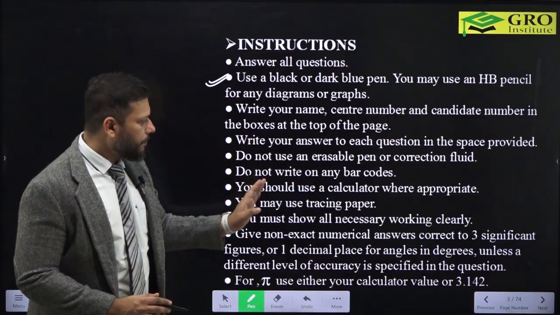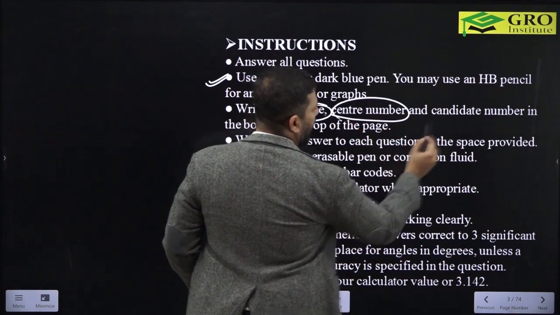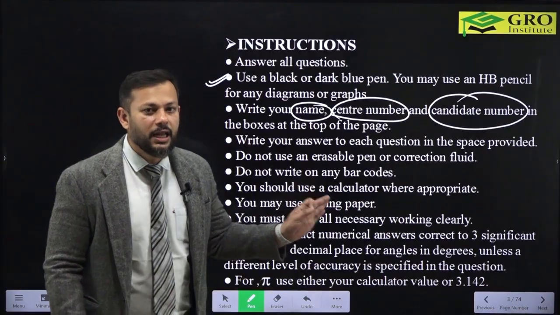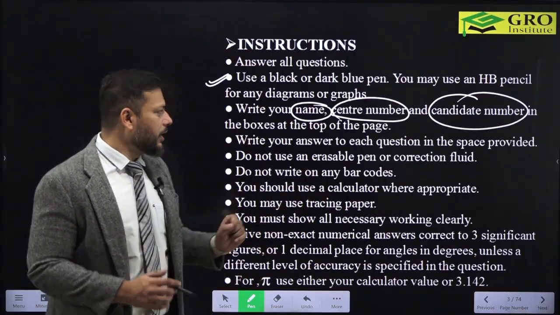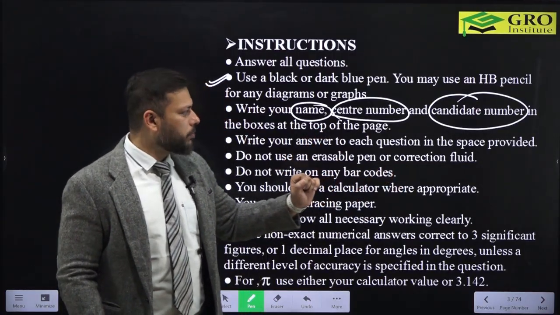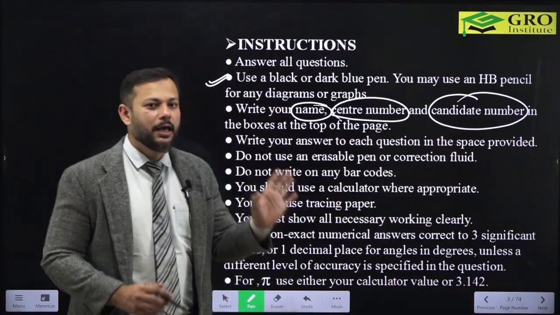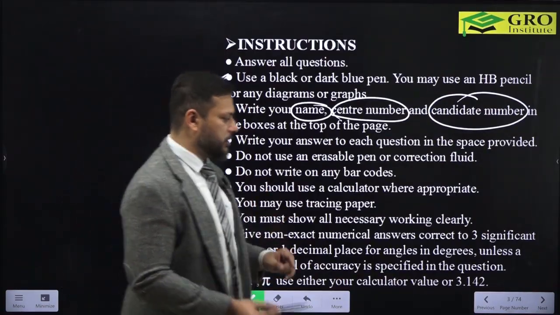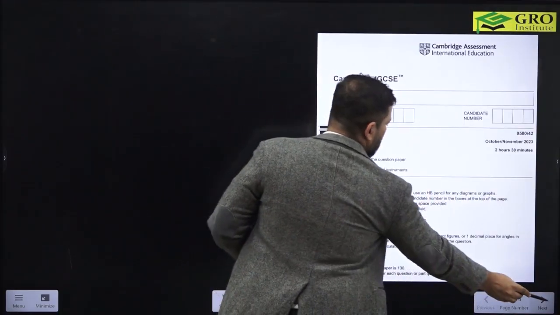Now write your name, center number, and candidate number. These are very important 3 details that need to be filled by you, and that too very authentic detail, right? Your name should be properly mentioned, your center number given to you in the admit card should be mentioned, and the candidate number, that is going to be your roll number, must be written properly without any mistake on the first page of the paper. If I just show you, this is where you will write it, isn't it?